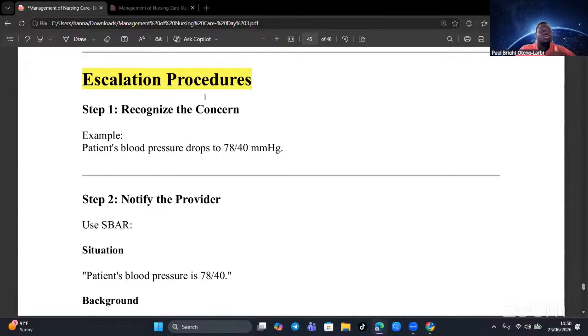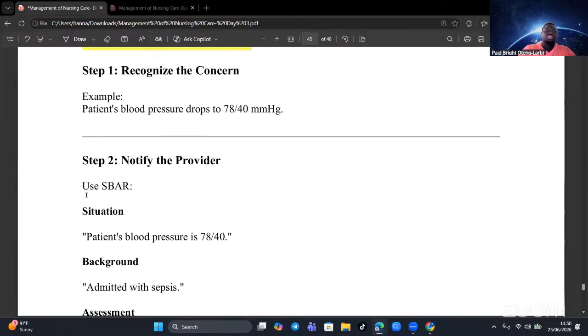After recognizing the concern, example, patient's blood pressure has dropped to 78/40. You have done everything. Reverse Trendelenburg, patient's leg up, head down. You have IV fluid going. I mean, you've checked, you've done all the assessment, done all the vital signs. Still, blood pressure is dropping. Let me take you to the next level, the doctor. So you still call the doctor again with your SBAR.